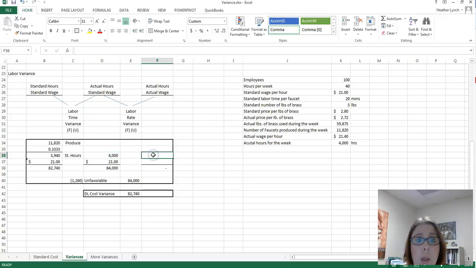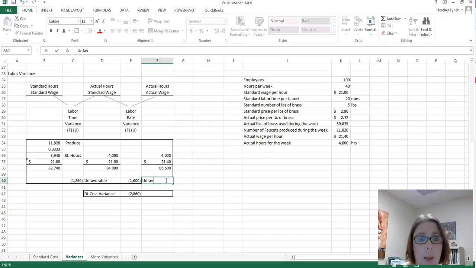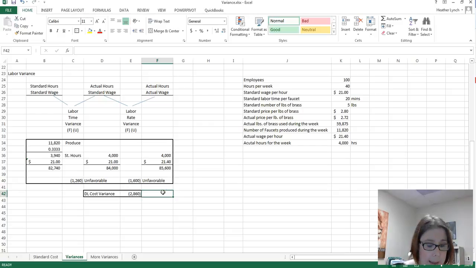So then actual hours here, again, was the 4,000. We take it times the actual wage. Our actual wage per hour was $21.40. I think we can figure out what's going to happen here. We're going to be unfavorable. Again, when you add these up, we're unfavorable.